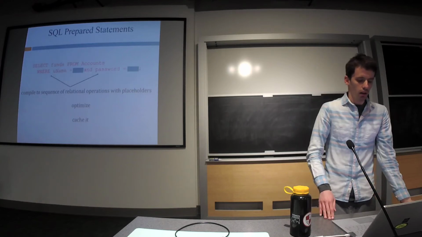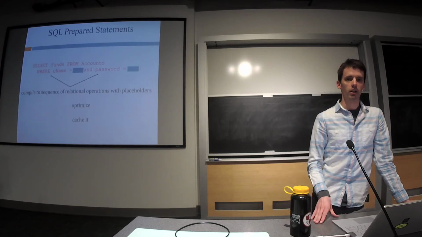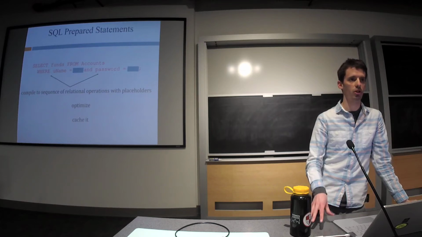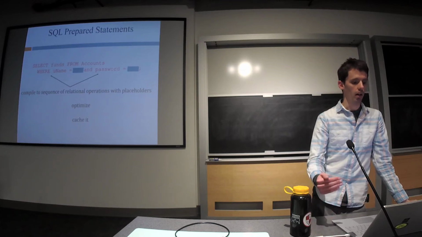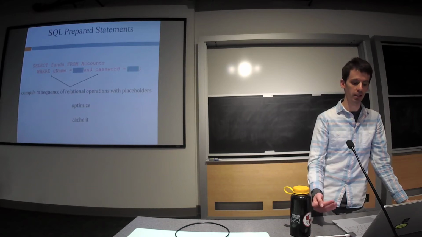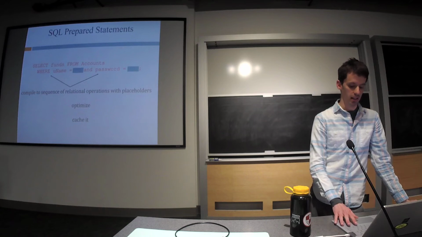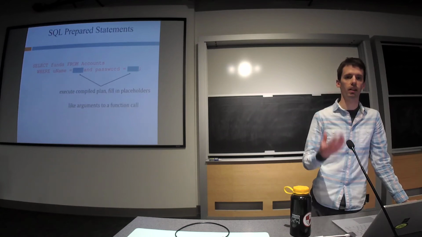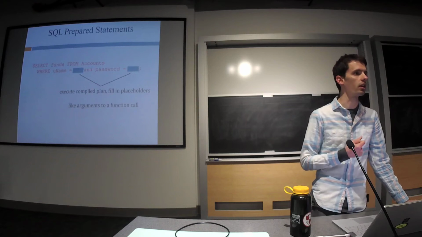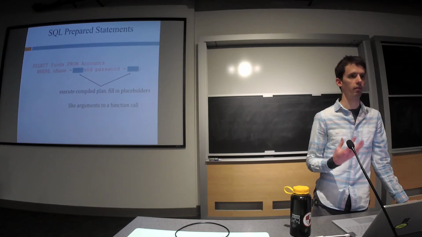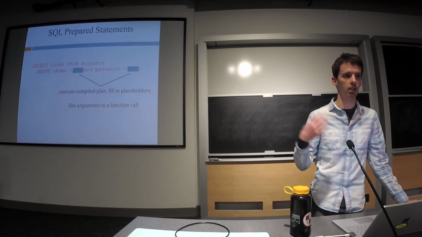So what the server is going to do is look at the query and logic portion of the command, compile it down to some set of relational operations, optimize it, and then cache it. And then every time you execute it, it treats these things basically like arguments to a function call, where the function has already been compiled. You can very quickly execute it again by just changing some registers.